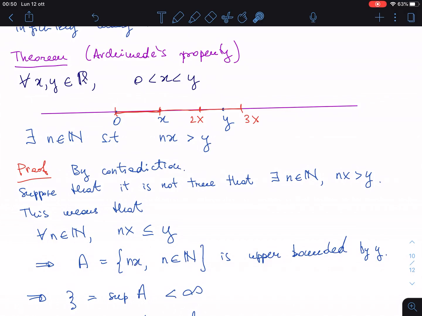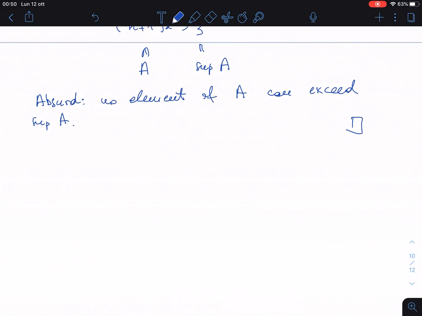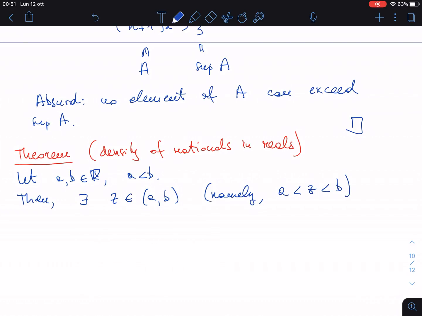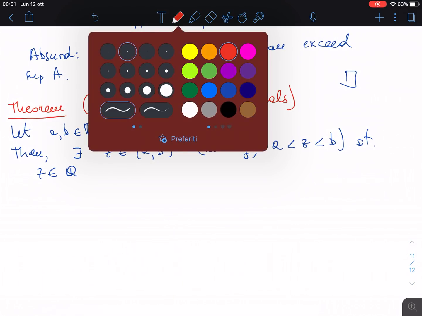And now we go to the last theorem, the density of rationals in reals, which is the following. Let a be in R with a less than b, and then there exists a z in the open interval (a,b), which means that z lies strictly between a and b, such that z is rational. Proof is very simple by using Archimedes property.